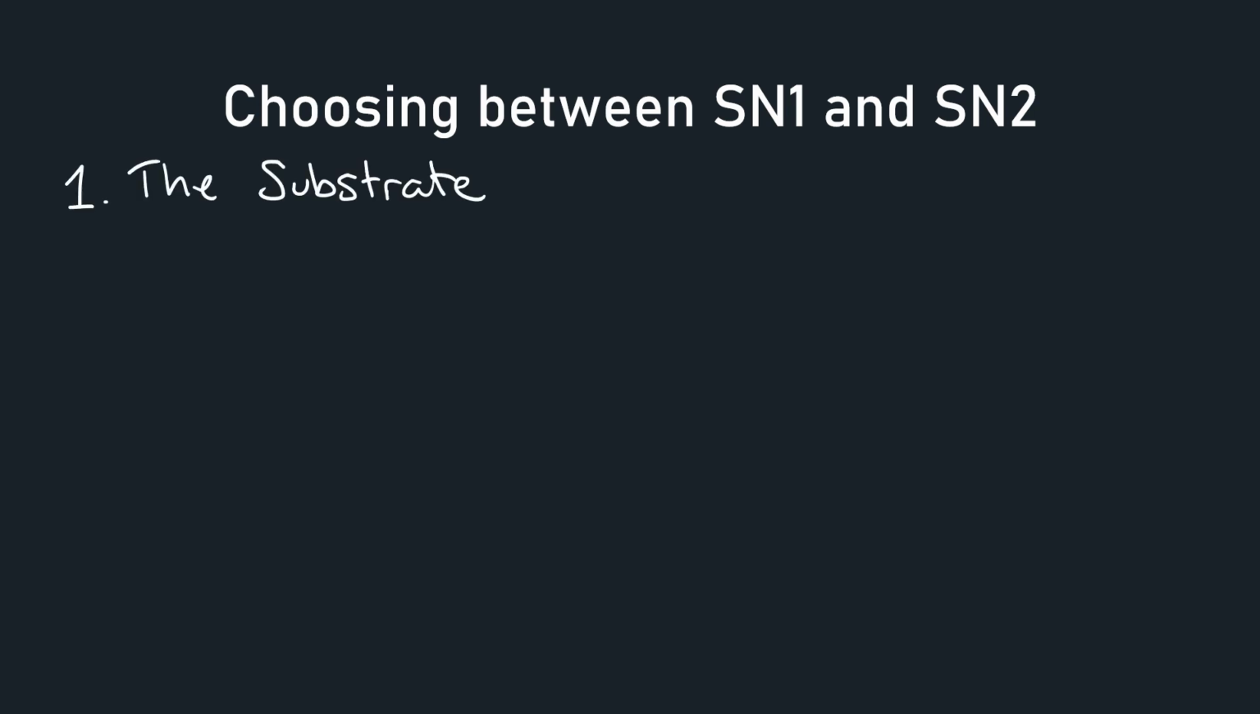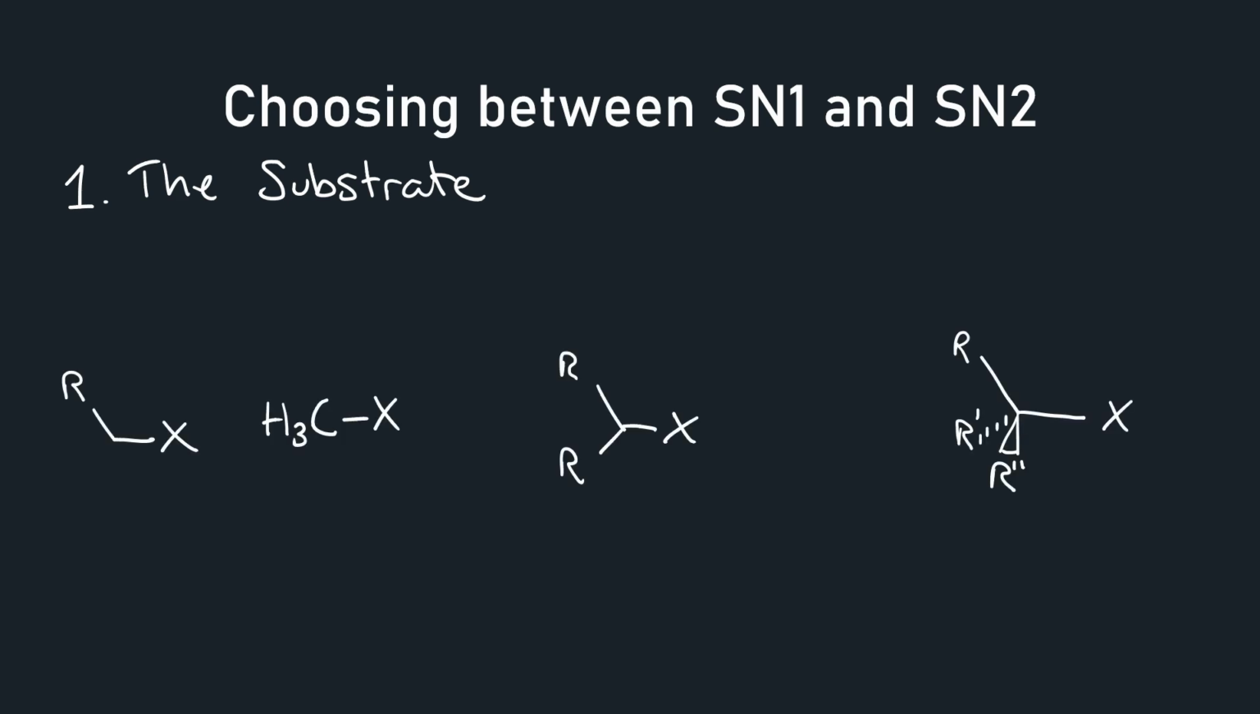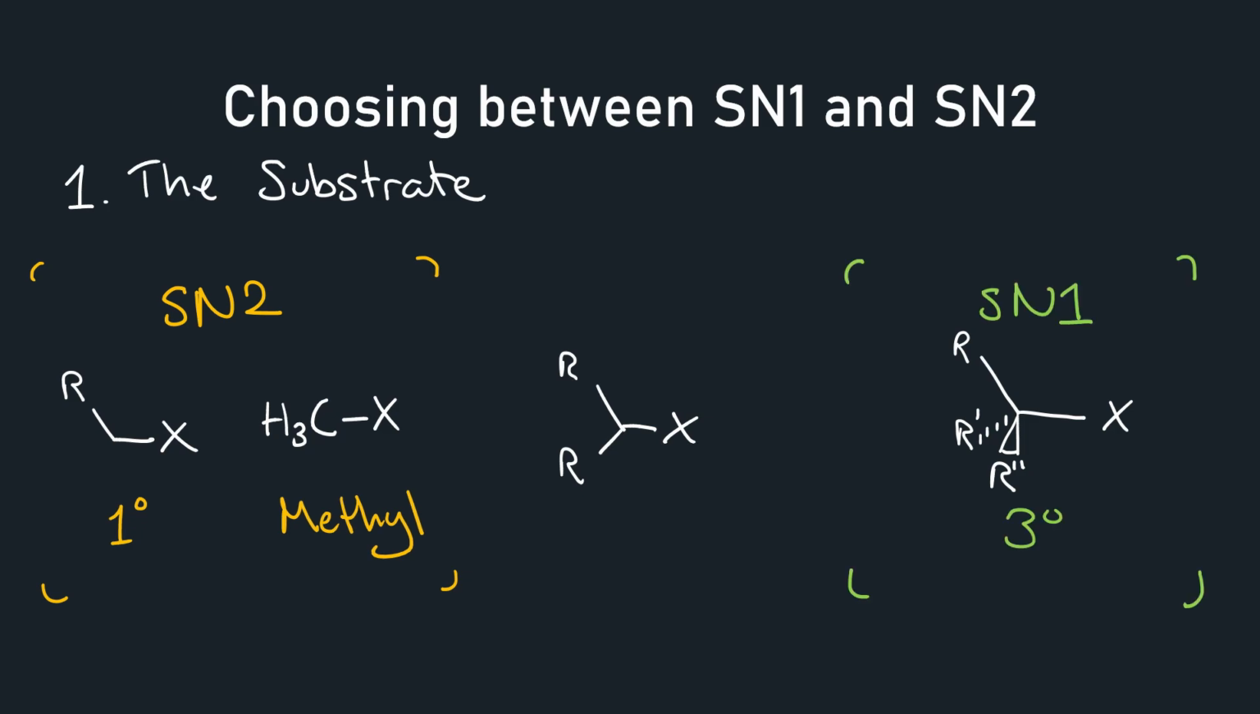The first factor is the substrate. This is often the most important and most decisive factor. So if a compound is methyl or primary, then it is going to proceed in an SN2 reaction. If the compound is a tertiary carbon, then it's an SN1 carbon. That's all you have to look at to determine an SN1 or SN2 reaction. But what happens when it's a secondary substrate? Well, they can proceed in both SN2 and SN1, so we need to consider other factors.